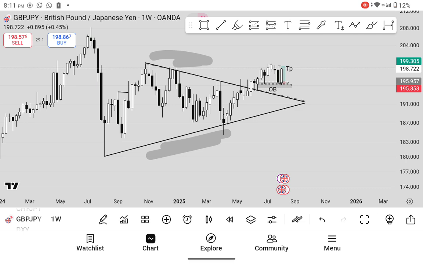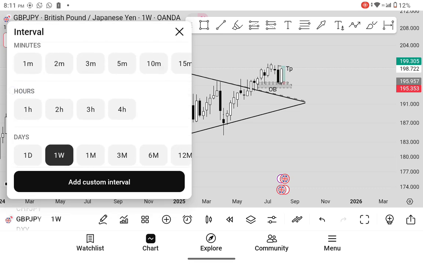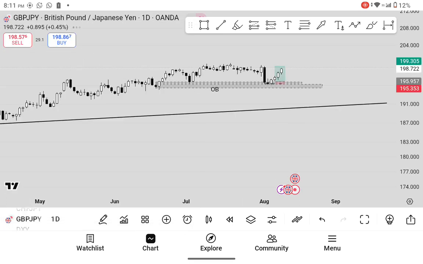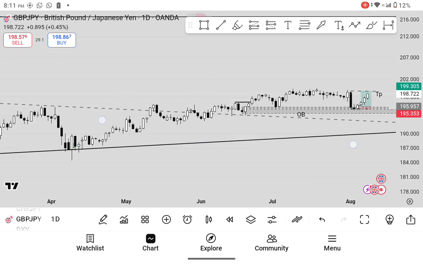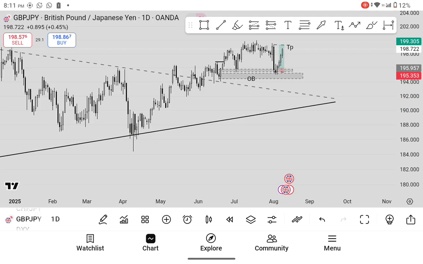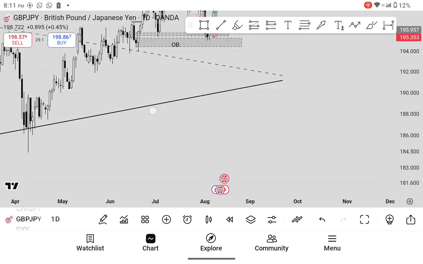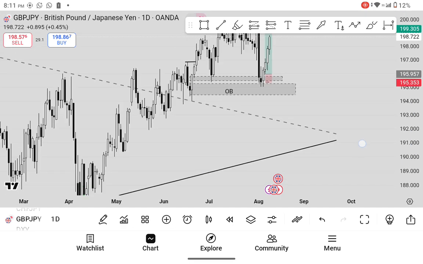So I was anticipating that if price collects liquidity down there and breaks with a closure, I'll be looking for more sales. But if price breaks with a closure above the high, I'll be expecting more buys to the upside. So when price broke that high, I never took the buy immediately, because I needed to see some confluences in the market. So when price broke this high, I spotted this order block.